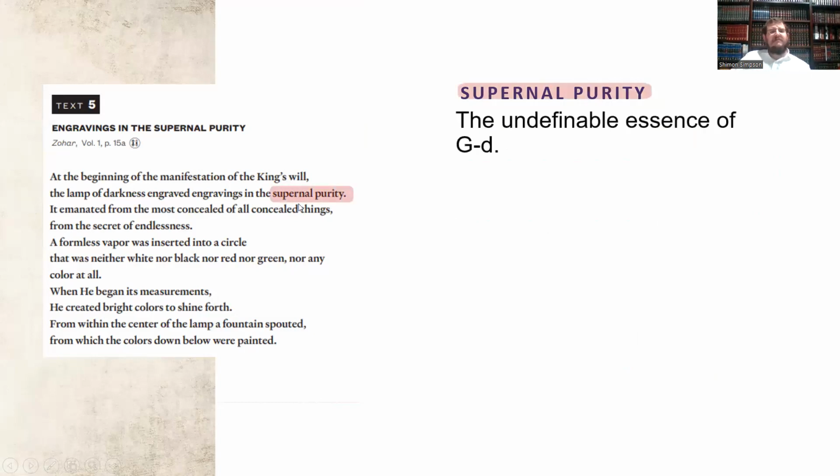We said at the beginning of the manifestation of the king's will, the lamp of darkness engraved engravings in the supernal purity. What's the supernal purity? The undefinable essence of God, right? That's what we spoke about. There's the undefinable essence of God. It's not defined by anything. That's what it's talking about when it says supernal purity.